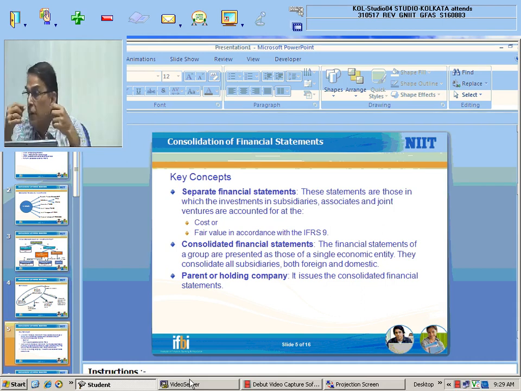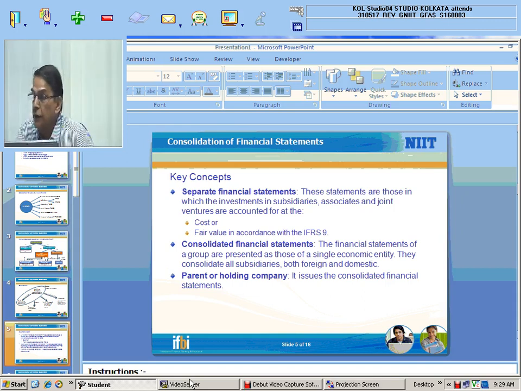So the financial statements of a group basically means consolidating the financial statements of the holding company as well as the subsidiaries into one single statement. That is called consolidated financial statement. So the financial statements of the group is presented as those of a single economic entity. They consolidate all subsidiaries, both foreign and domestic. All subsidiaries' financial statements will be consolidated along with the holding company's financial statement in a consolidated financial statement for the group. Parent or holding company, it issues the consolidated financial statements.